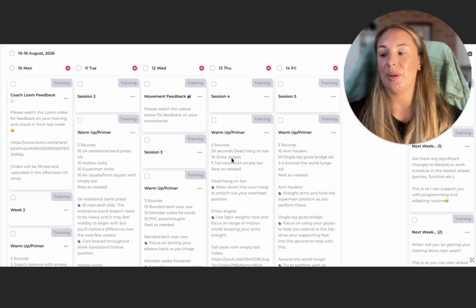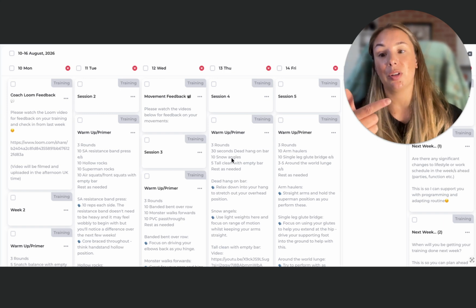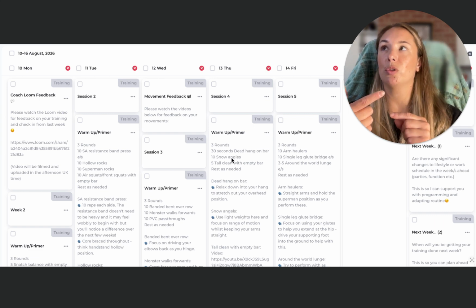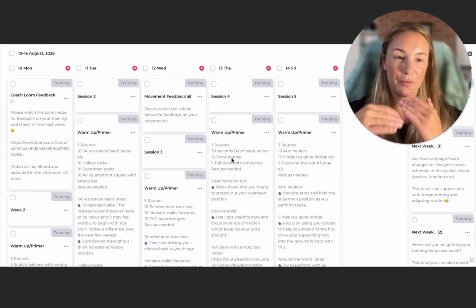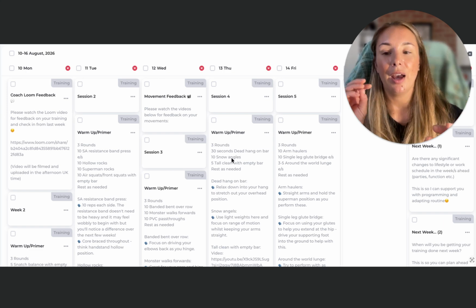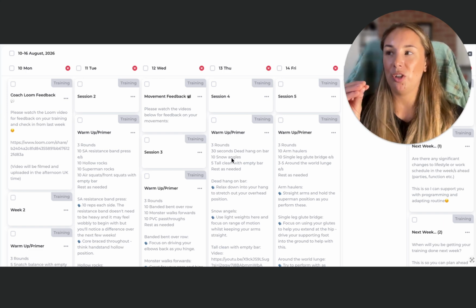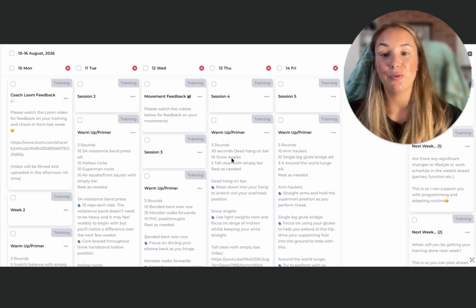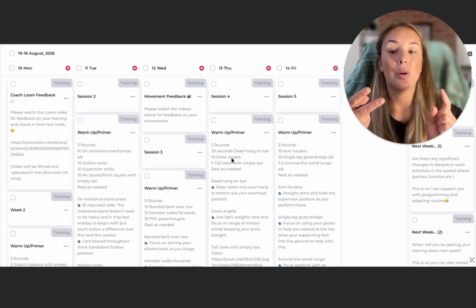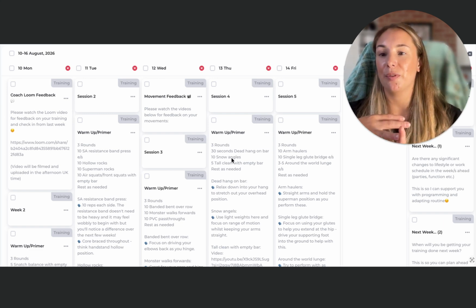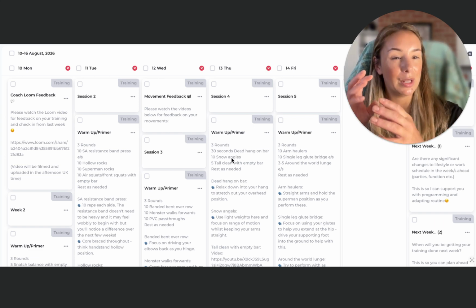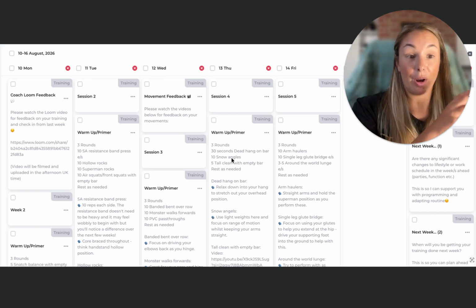I always explain to people that week one is going to be more time consuming because you're getting used to reading through the program and knowing what you're doing, but also because I'm going to ask you to film everything that you're doing. And we always have a video call first where we talk through their goals, what they're currently doing, what's working for them, what's not, their strengths and their weaknesses, what they do for a living, and we get all of that sorted before I even start programming.